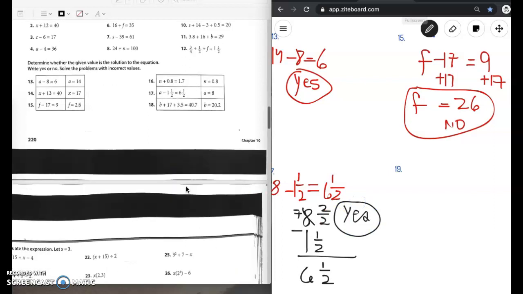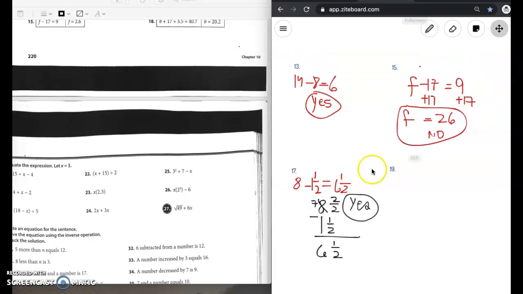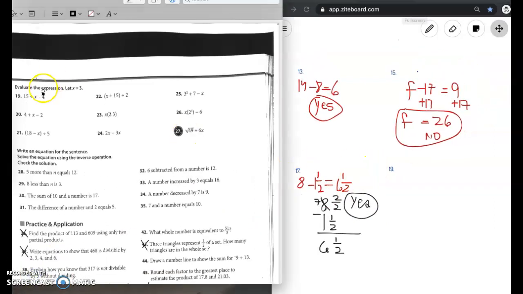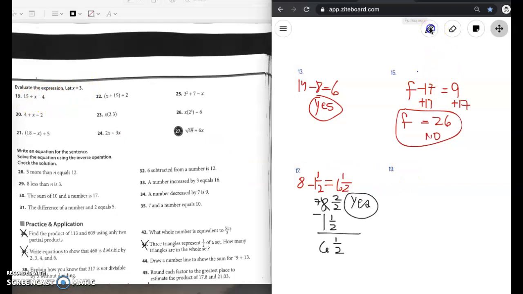Let's go ahead and look at number 19 next. Evaluate the expression that x equals 3. All right, this one's easy. We just have to substitute and solve. So we can do this. You guys are doing great. I know it could be annoying to watch me write this really slowly because it's an online whiteboard, but I am super proud of you guys for hanging in there.